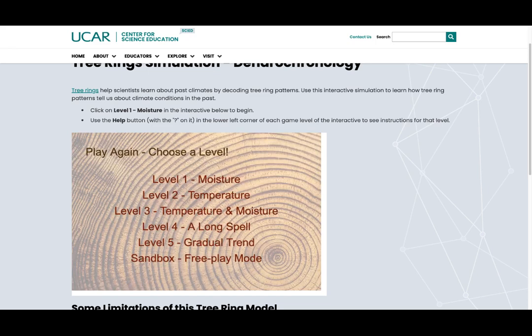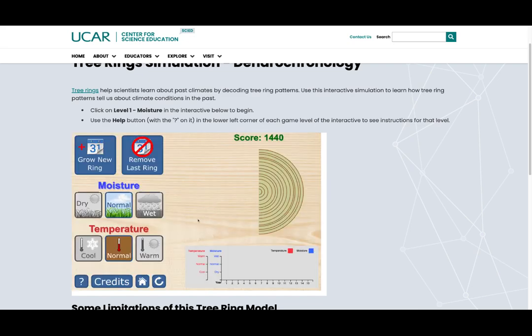What I want you to do for your assignment is at least level 3, where we're going to look at both moisture and temperature and think about what are ideal conditions for growing our tree. So I'm going to start out with normal for both and click Grow Tree Ring. I'm lucky that first year of life was normal.